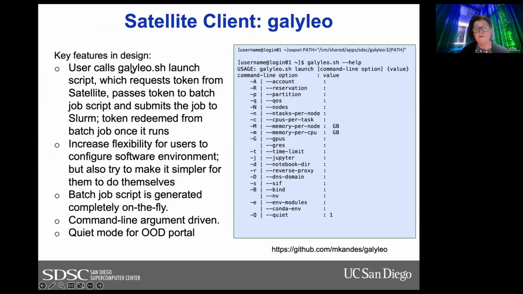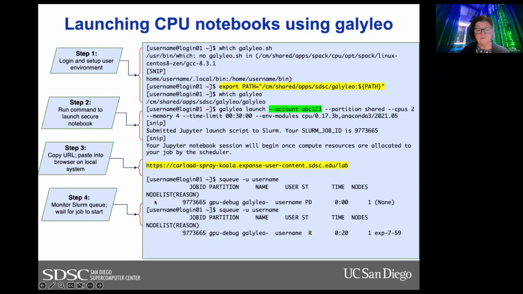So you call Galileo, and it's very simple to set up a link to Galileo, and it makes it easier for you to run your jobs. So you can run Galileo from the command line. First of all, make sure that you can find it, and so you set up a path variable.